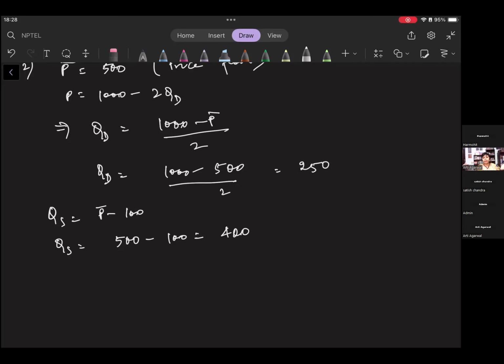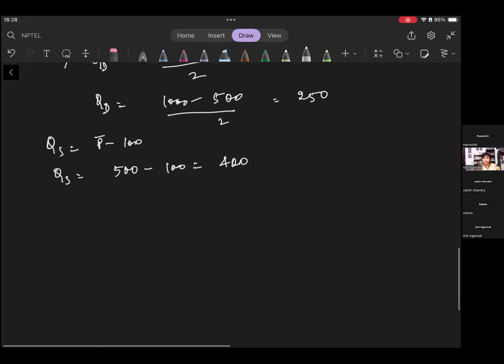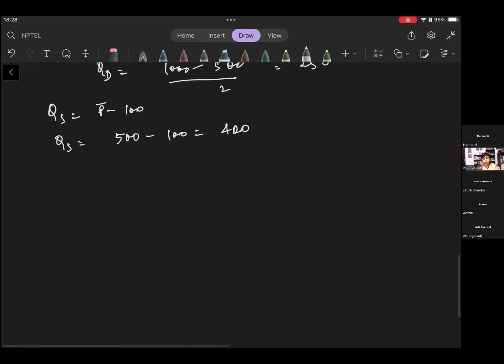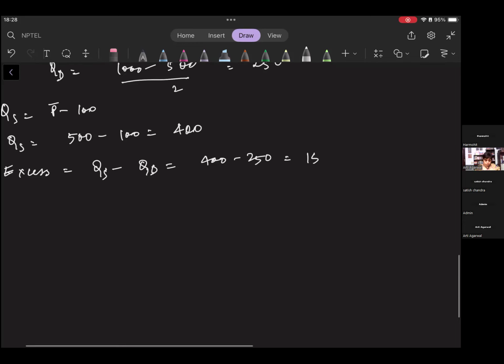So you can see there is a big gap between the quantity demanded and the quantity supplied. Now, in the case of a price ceiling, it is generally the other way around: quantity demanded is more and quantity supplied is less, so there is a shortage. But in this case, because we have a price floor, there is an excess. I don't like to use the word surplus because in economics surplus means something else. But you can say excess is equal to QS minus QD is equal to 400 minus 250 is equal to 150.